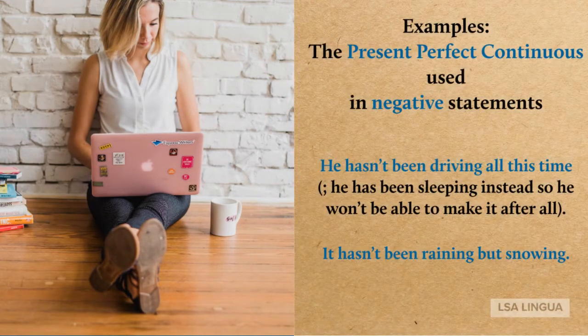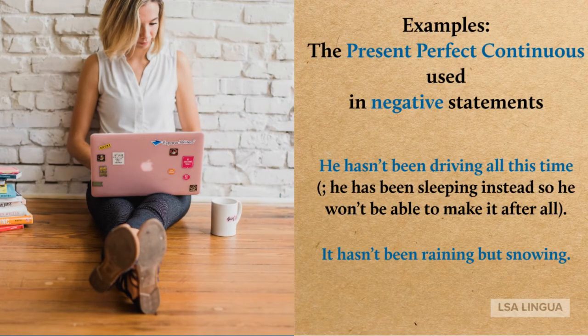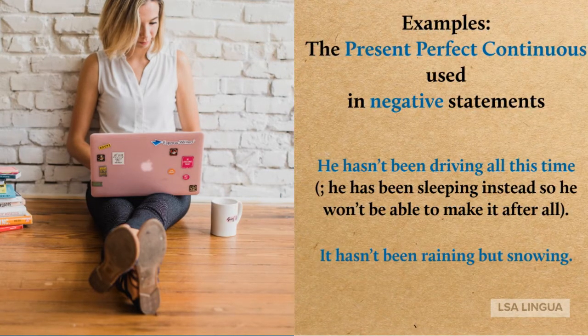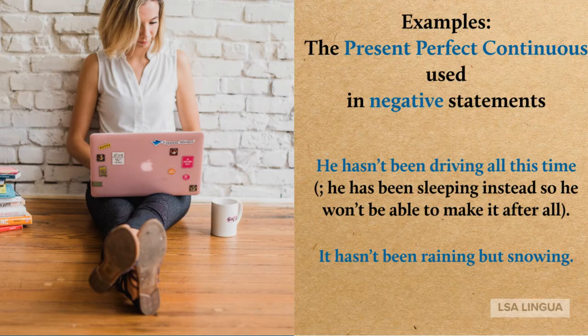The present perfect continuous used in negative statements. He hasn't been driving all this time. It hasn't been raining but snowing.